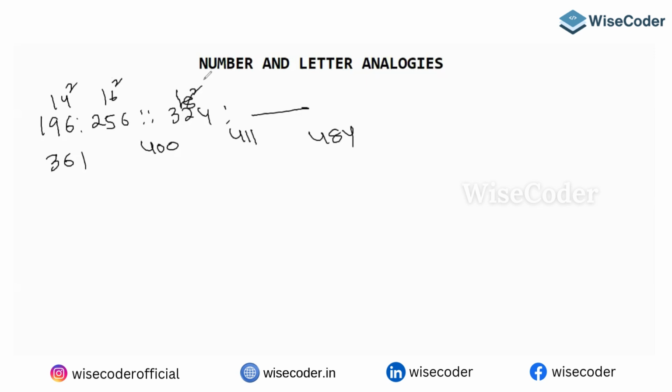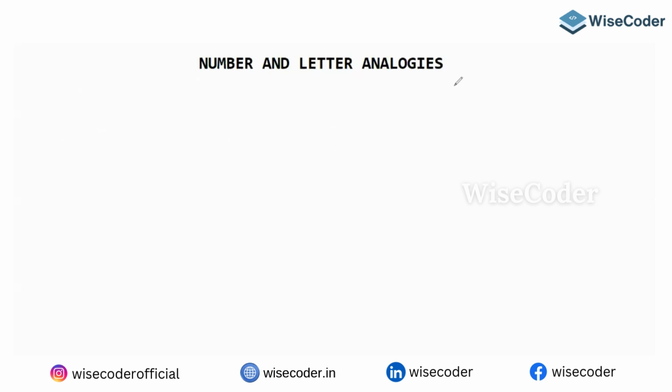And look at here. What is the difference here? Plus 2. So 18 plus 2, 20 square. What is 20 square? 400. So very simple question. So I can say successive even numbers squares. Next question.